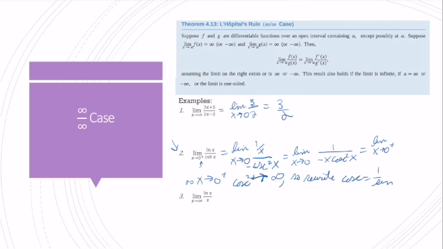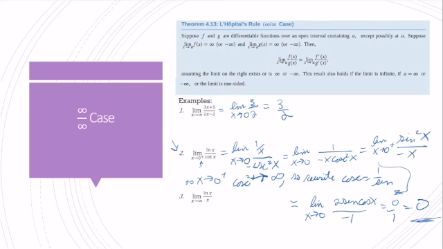And now I can take another derivative. This gives me the limit, sorry about the messiness guys, as x goes to 0 of 2 sine x cosine x over negative 1. That's going to be 0 over negative 1, which is 0. So our limit in this case was 0.